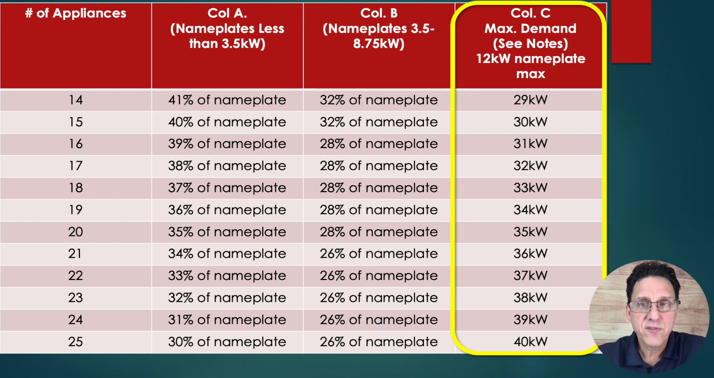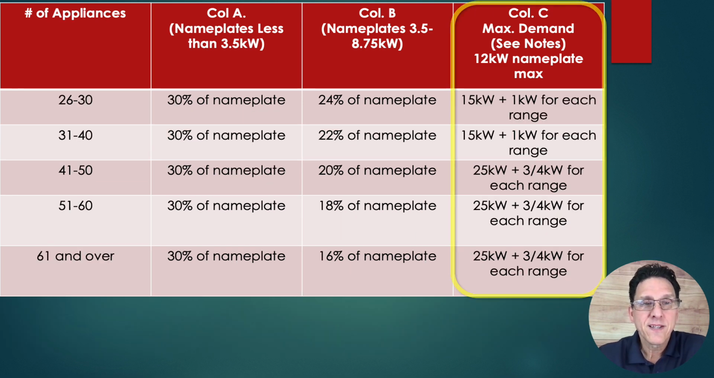All right, and we'll just keep scrolling through there. For example, if we had 20 ranges, or 20 cooking units, and none of their nameplates were above 12, we would just read column C, done, no math. That's pretty cool, right? Anytime we don't have to do math, that's cool. And then it gets a little more complicated once we get above 25 appliances. That'll be another video. I'll cover those demands in a separate video.